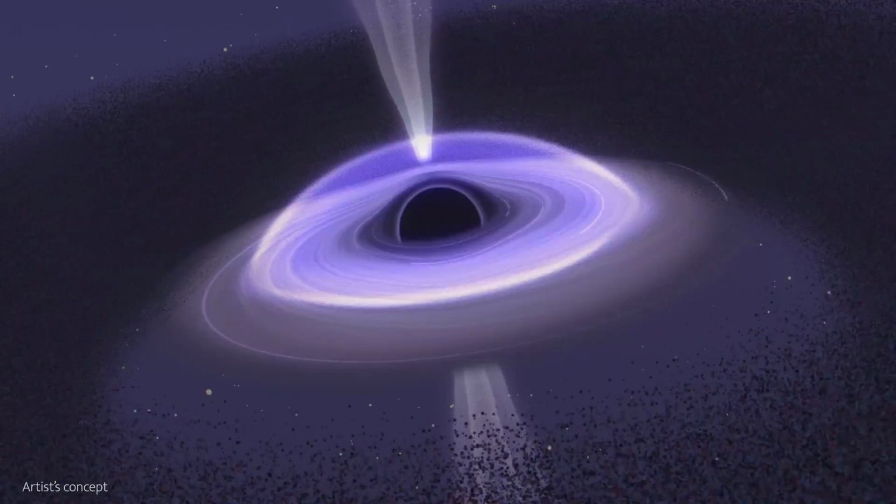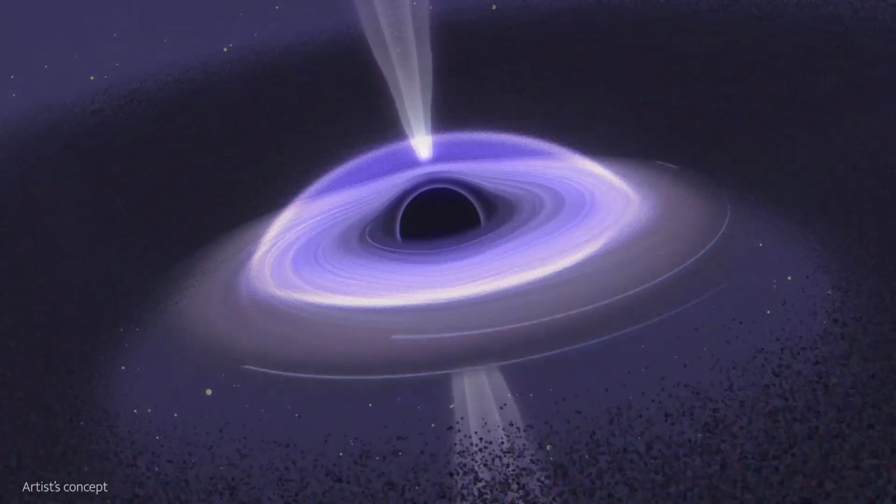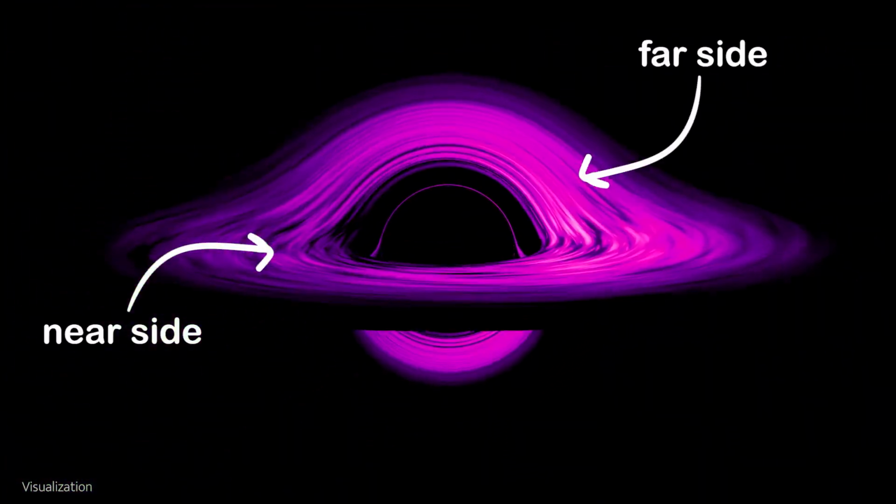There can be a corona of hot electrons that occasionally spits out scattered X-rays. There's a bright accretion disk of gas and dust whose light is so warped by gravity, you can see the near and far sides at the same time.